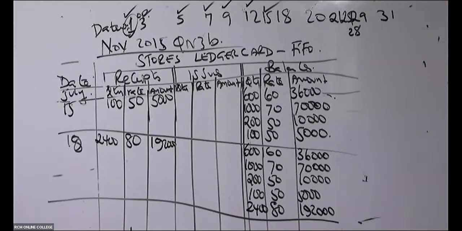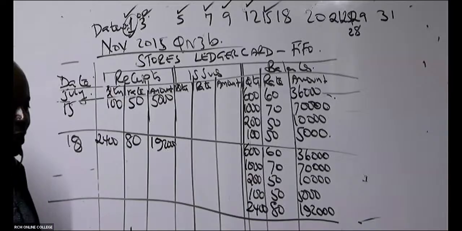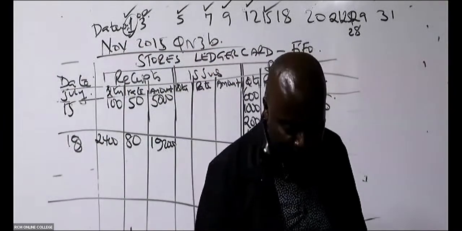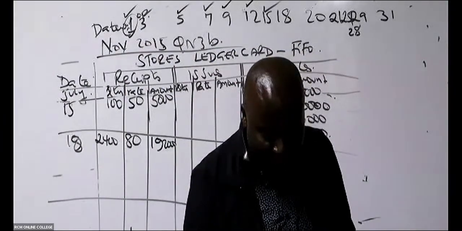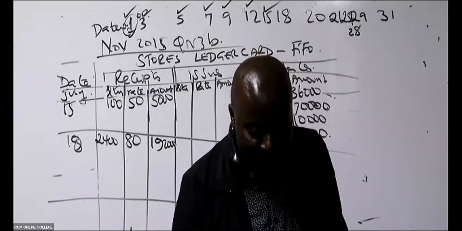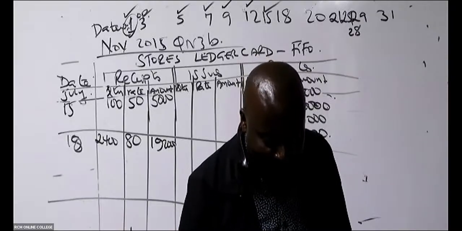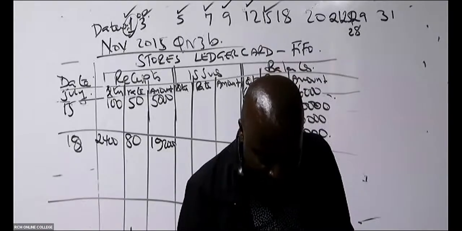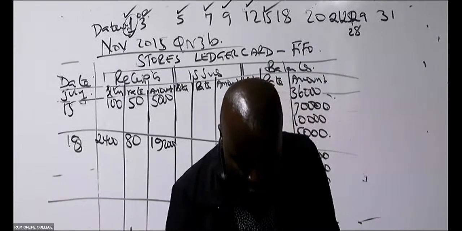Let's go to the 20th. What happened on the 20th? Let's go to the 20th. What happened on the 20th? We issued. I love issuing as well. How many units did we issue? We issued 1,200. You can see there on the 20th, we issued 1,200 units.